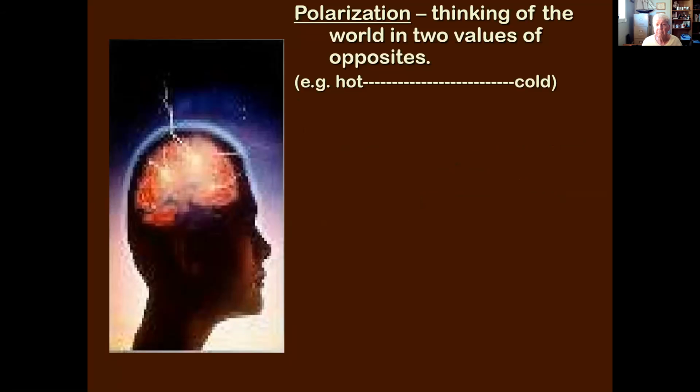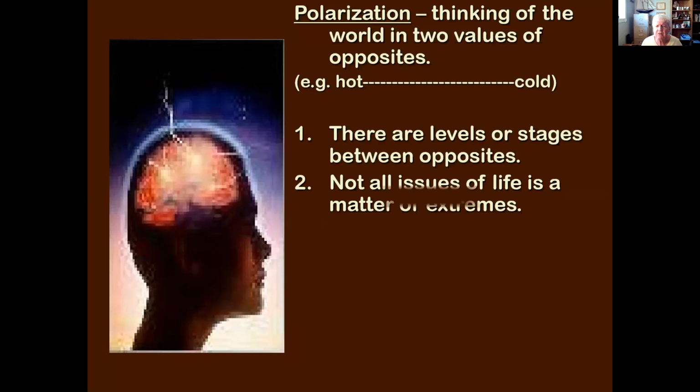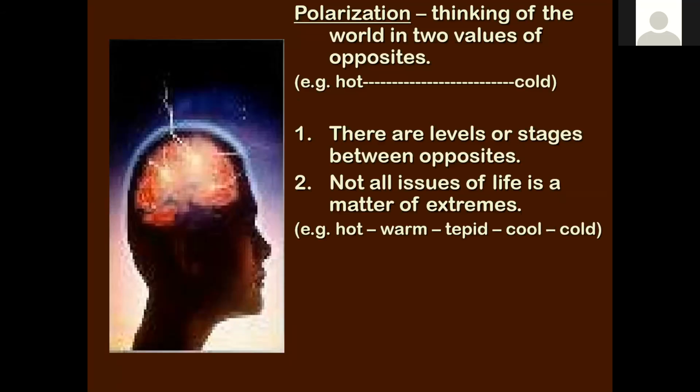Hot and cold, they're opposites. Okay. But is there something in between? Well, yes, there is. There are levels or stages between opposites. Not all issues of life is a matter of extremes. For instance, you have hot and cold, but you could have hot, warm, which is not hot but not cold, tepid, which is in between warm and cool, and then cold. So you have stages. So polarization can become a problem. It was a cold day outside.